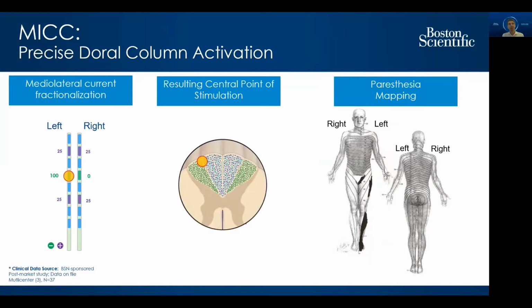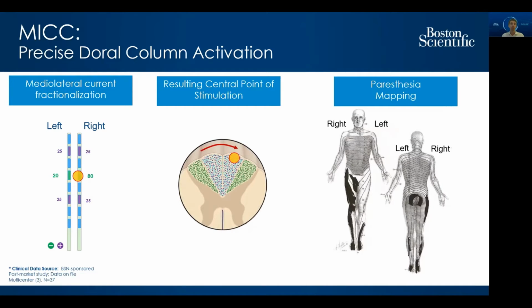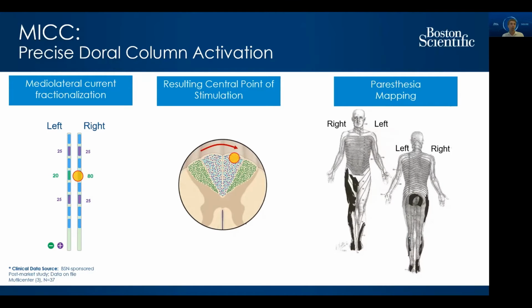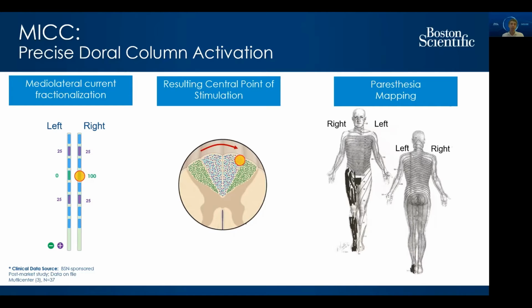But then the clinical endpoint of MICC is probably the most interesting aspect. By playing with the current fractionalization, we can progressively steer our point of stimulation under our electrodes from the left to the right, for example. And as a result, the paresthesia coverage will also slightly move and slide to the right side as well. So thanks to this flexibility, we can really work on advanced customization of the therapy to be specific to the area we want to treat.